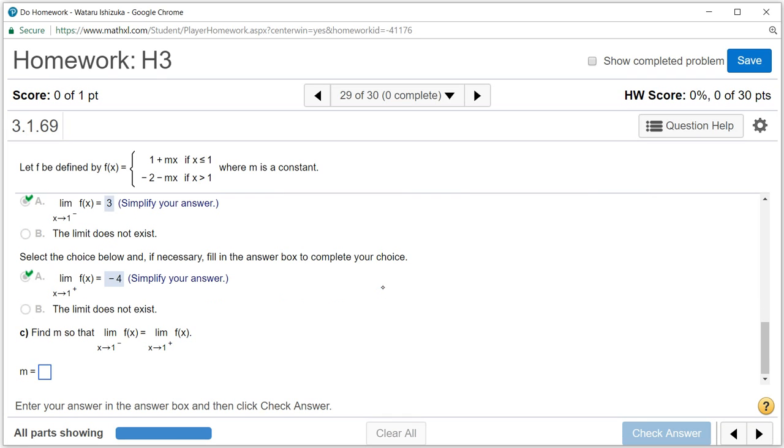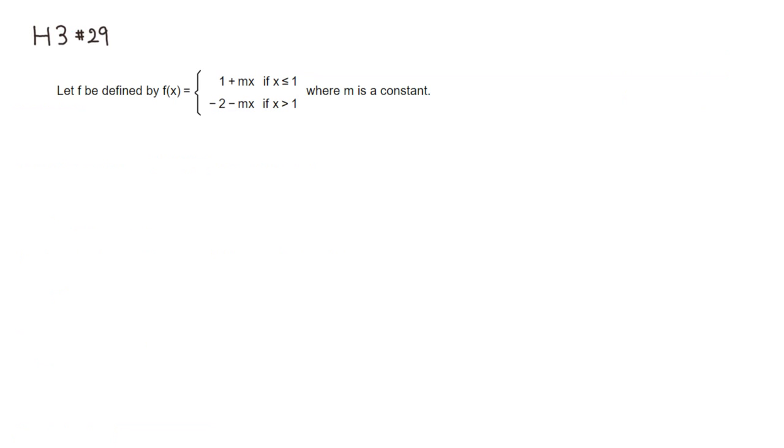Then find m so that the limit from the left and from the right are the same. So we have to find m. This one we're going to do on paper here. Let's look at the limit of f of x as x approaches 1 from the left. Again, we have to use the top formula, 1 plus mx. We don't know what m is; we have to find that.